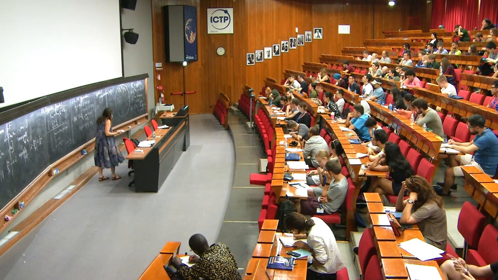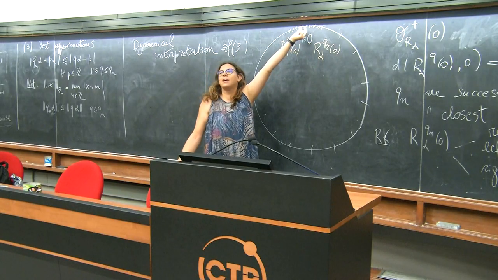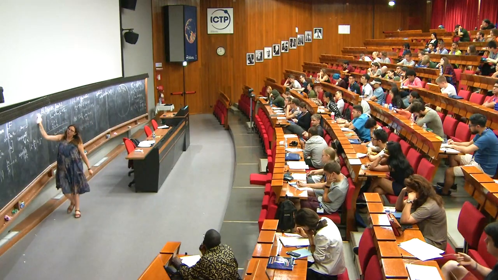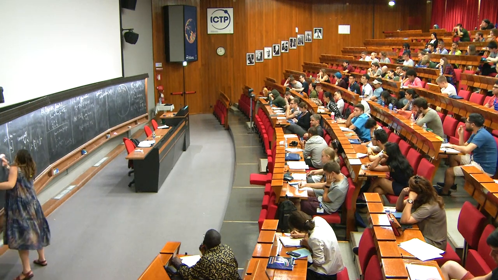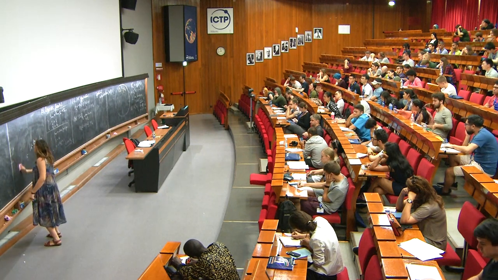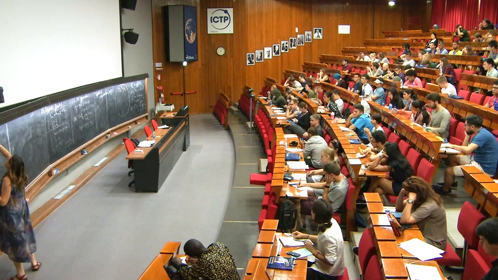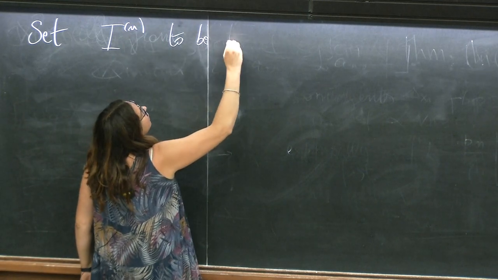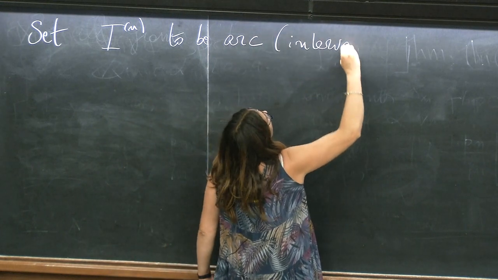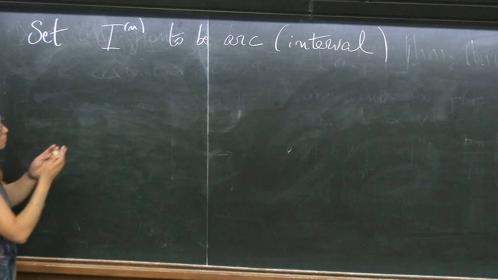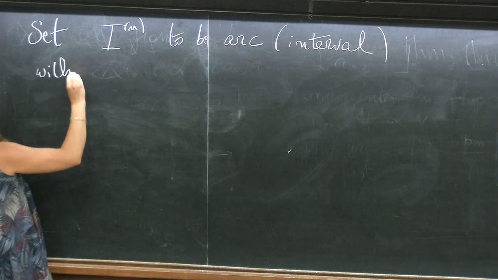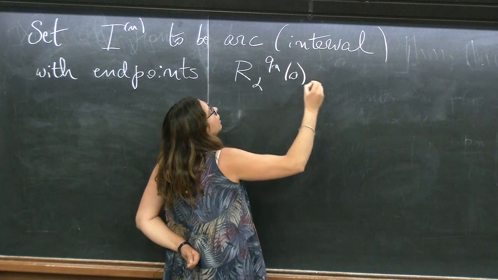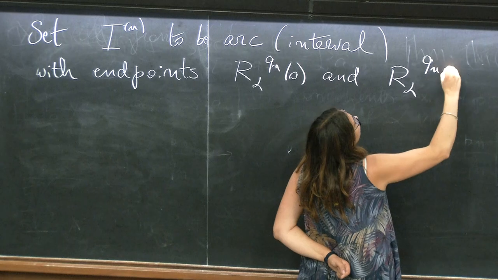I want to understand what happens on small scales. In some sense, I want to zoom in around neighborhoods of zero, and I will use these special closest returns to pick a family of neighborhoods of zero. Let me give a notation: set I_n to be an arc, but sometimes I will think of it as an interval. We always identify the circle with an interval, so I will straighten it up and think of it as an interval. But for now I want it on the circle, because I want an arc with endpoints R alpha to the qn of zero and R alpha to the qn minus one of zero.